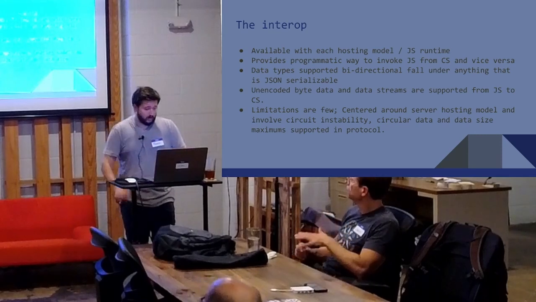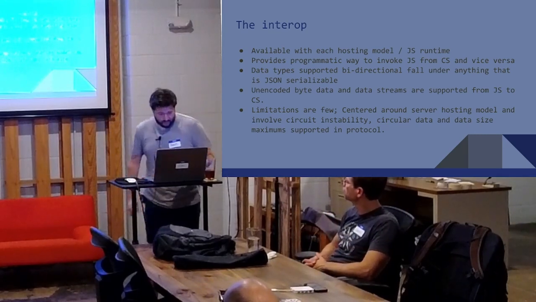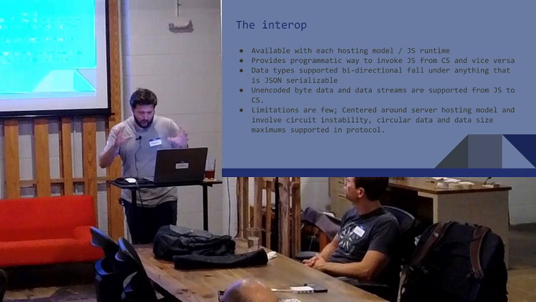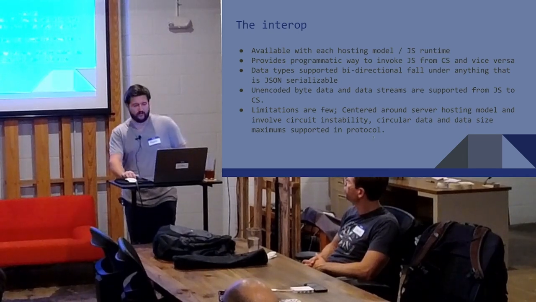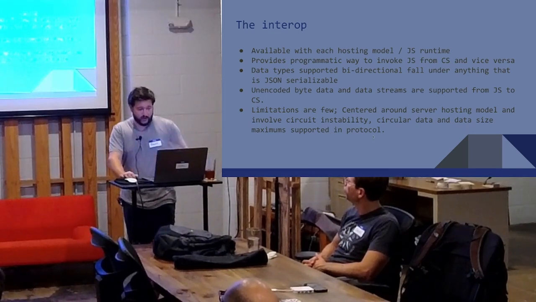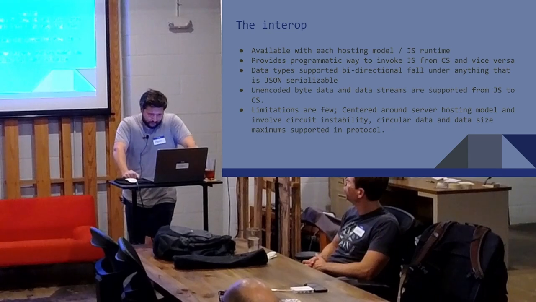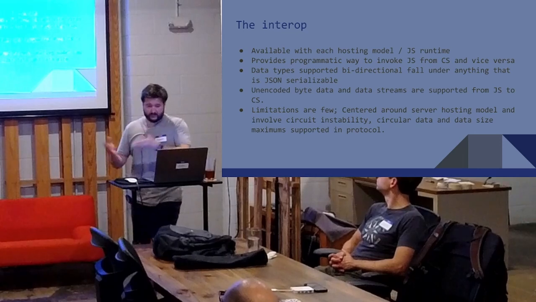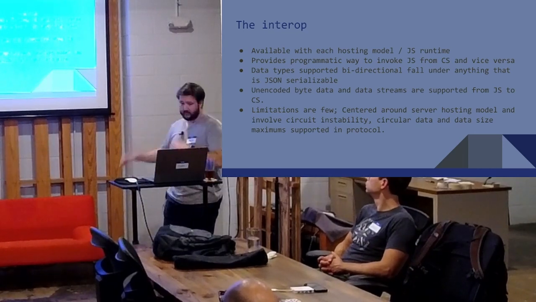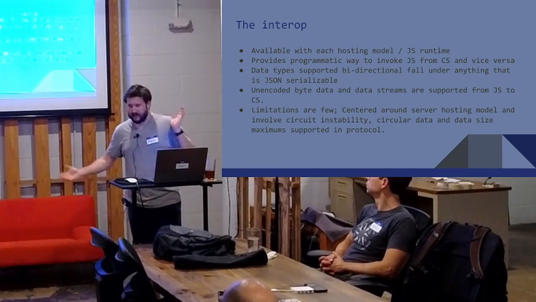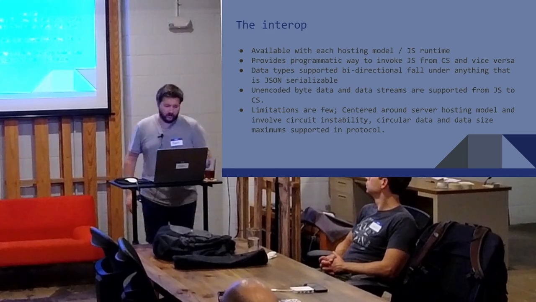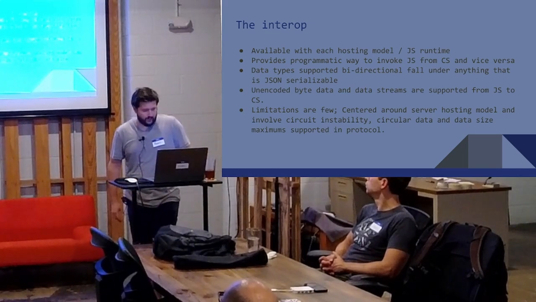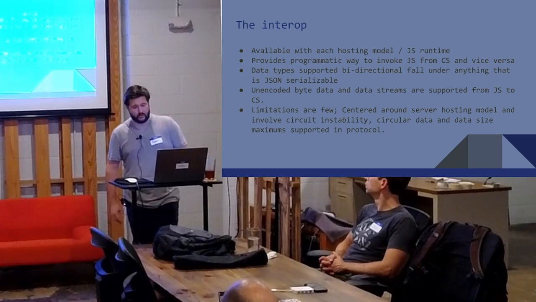But any of that would not be possible without the interop. Each of those two hosting models has its own flavor of the Blazor JavaScript runtime, and each of those is really powered by this JavaScript interop. It's available with each hosting model. It provides a programmatic way to invoke JavaScript from, let's say, C Sharp, or vice versa. For data types, pretty much anything you can serialize with JSON, you can send over this set of tools. It also supports unencoded byte data and streaming data as well.